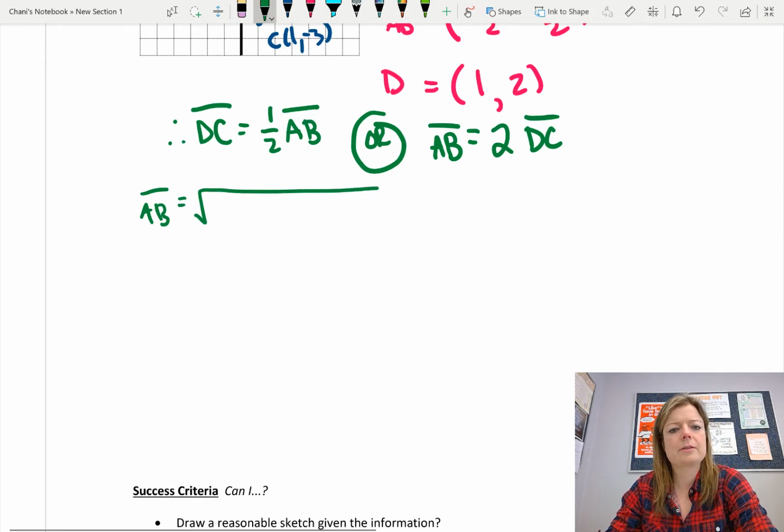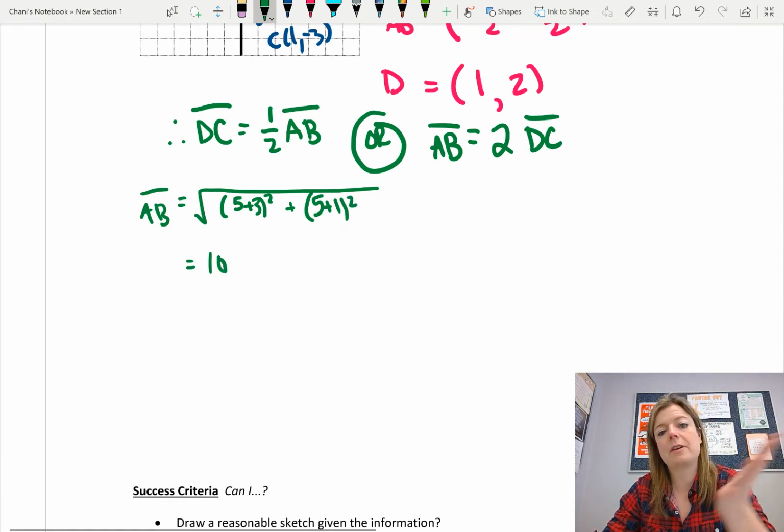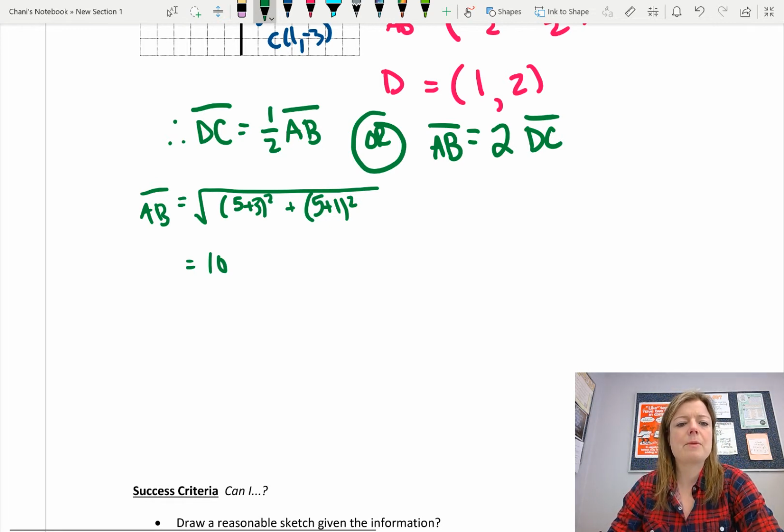Okay, so AB, the distance there. Okay, put your long square root. Now it's the change in the x values. So 5 plus 3 squared plus 5 plus 1 squared. So remember, that's 10. We actually already found that on the previous page. The length of AB was the square root of 100. But we haven't found the length of DC.